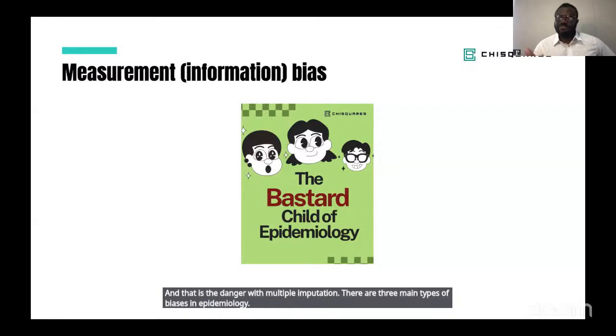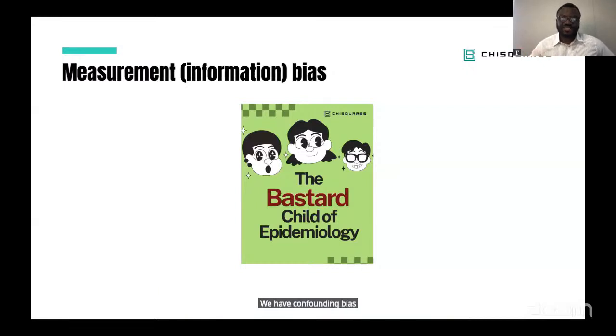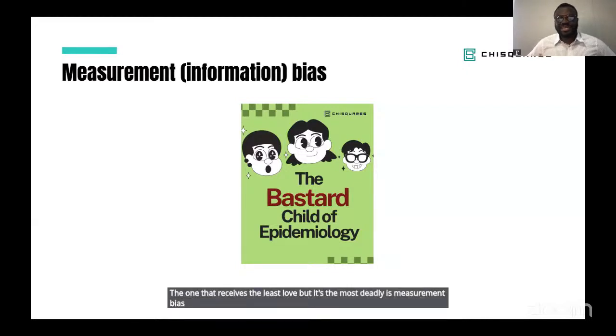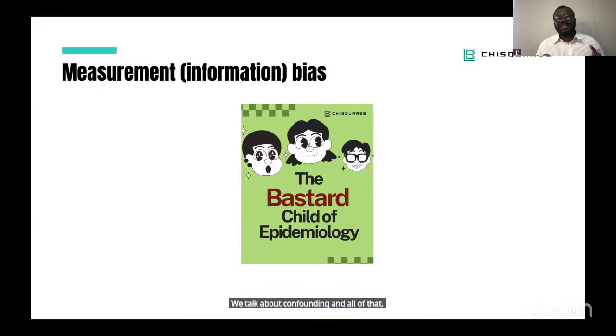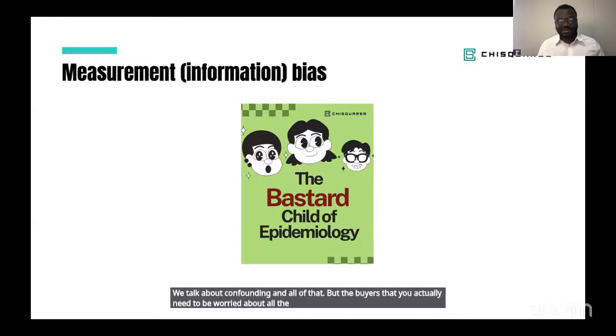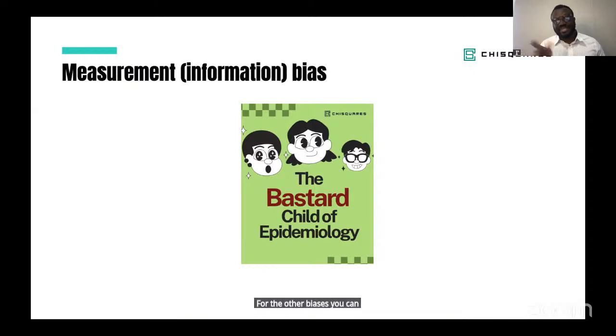We have confounding bias, selection bias, and measurement bias. Of these three, the one that receives the least love, but is the most deadly, is measurement bias. I call him the bastard child of epidemiology because nobody talks about measurement bias, right? We talk about confounding and all of that, but the bias that you actually need to be worried about all the time is measurement bias, because like I said, for the other biases, you can have medicine after death.